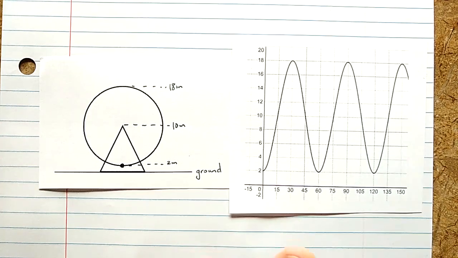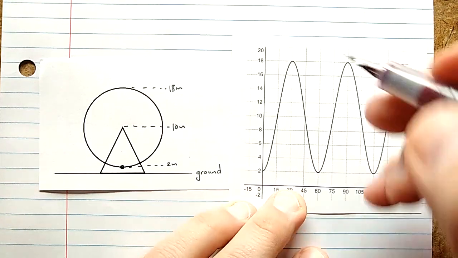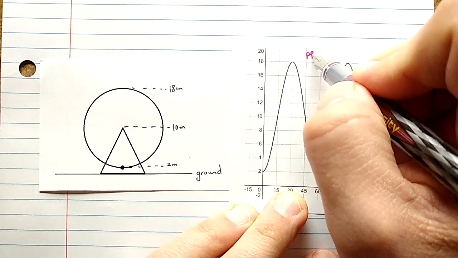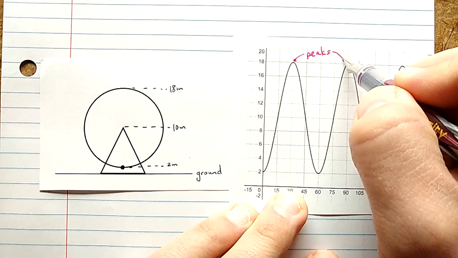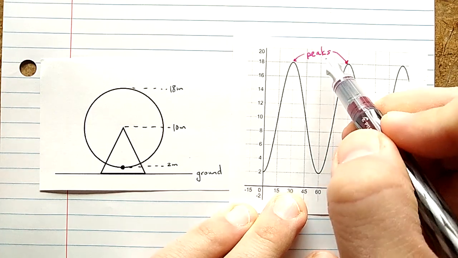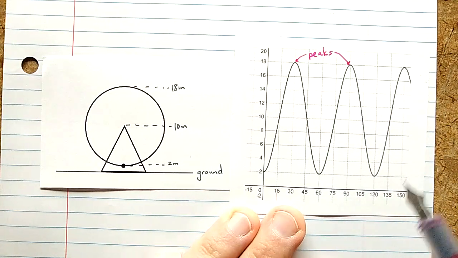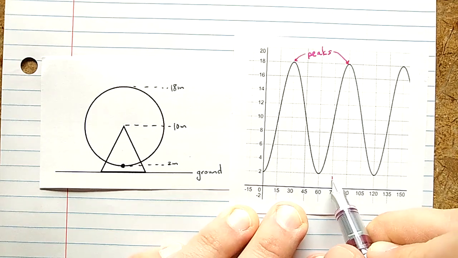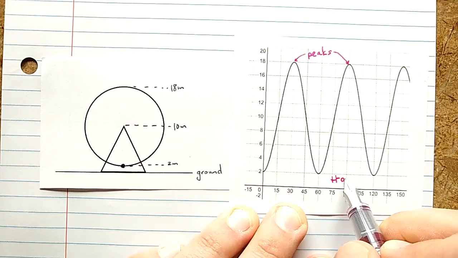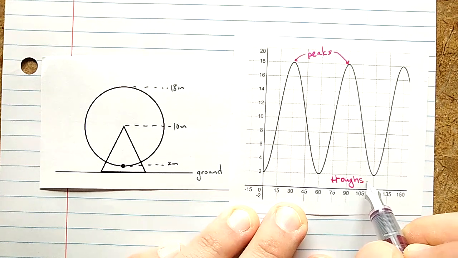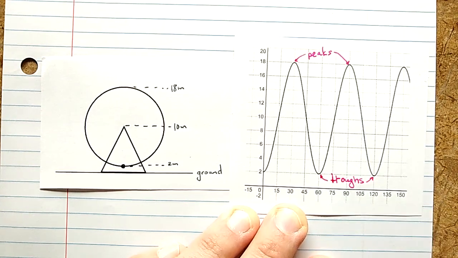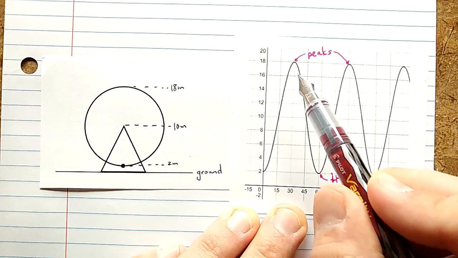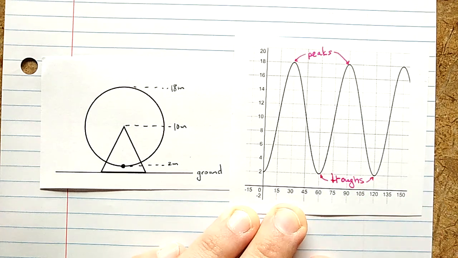I want to point out a couple of terms here. I've already mentioned the word peak. Let's notice a couple of peaks on this graph. These are peaks right here, P-E-A-K-S, like a mountain peak. And then at the bottom here, we have these other ones called troughs, T-R-O-U-G-H-S. Peaks at the top, troughs at the bottom.